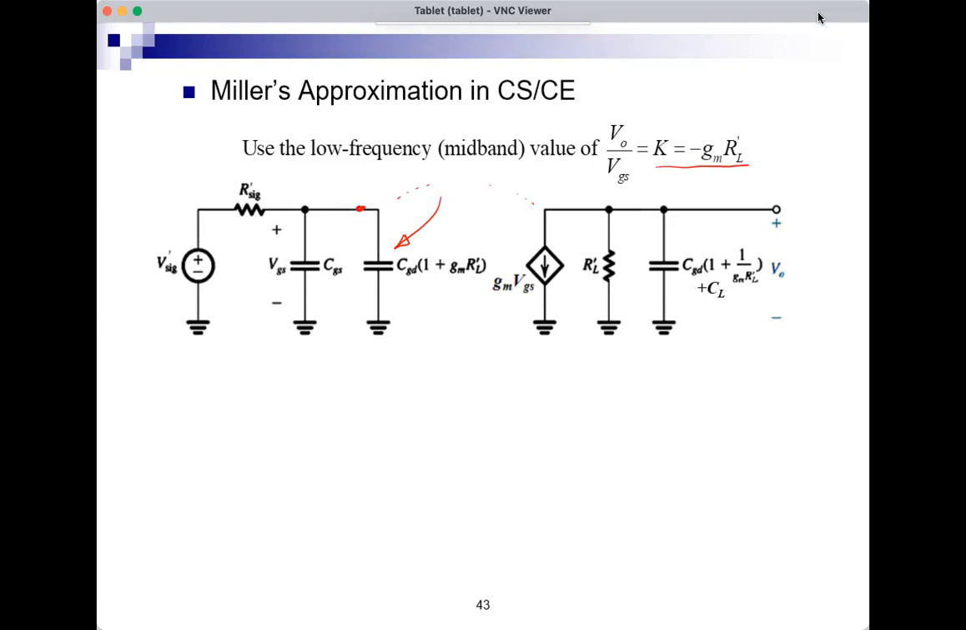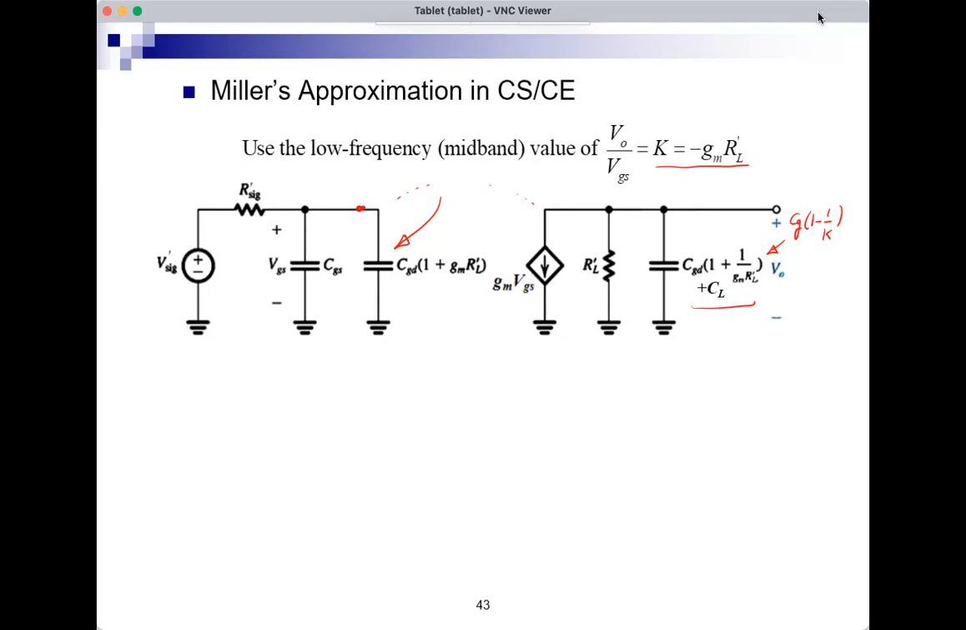Okay, and I will also have another capacitor. I already merged it with CL. So here I have CGD into 1 minus 1 over K, and I have a CL from before, which was also in parallel here. So I already added them. I did not add at the input; I only added at the output. So this is what we get. Now CGD is gone, thanks to the approximation of Miller's theorem, and I get two capacitors instead of one.